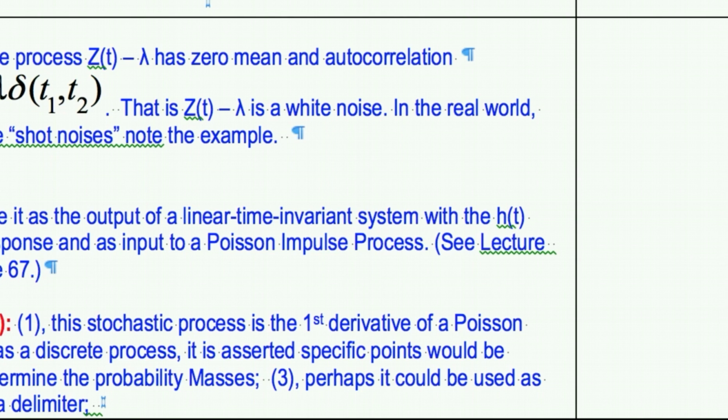The understanding is that this is a stochastic process. It's the first derivative of another stochastic process, the Poisson process. But as a discrete process, it is asserted that specific points would be required to determine the probability masses, and they were not done. Perhaps this could be used as some facet of the limiter, but I am still a little unfamiliar with this particular process. Thank you.